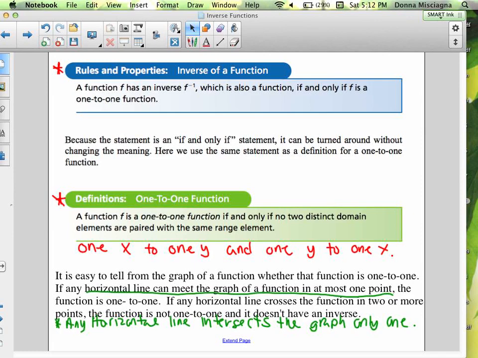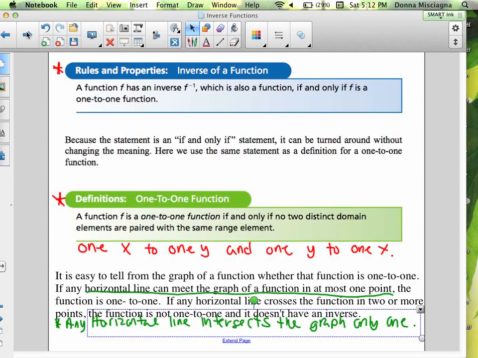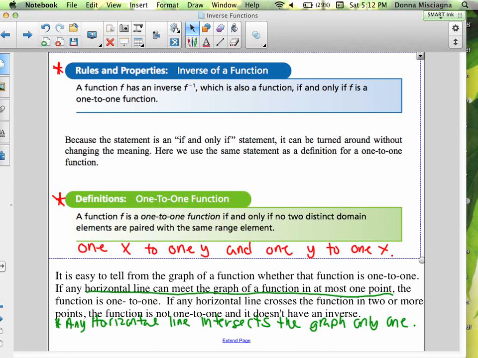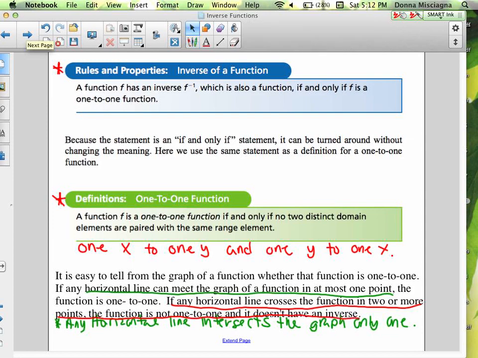All right, so write down what I wrote and then, oops, get rid of that. And now what I want to do is move it up and then underline the green and then underline this part as well. If any horizontal line crosses the function in two or more points, so we can end there without crossing out what I just wrote. The function is not one-to-one and it doesn't have an inverse. So underline that so you remember it.